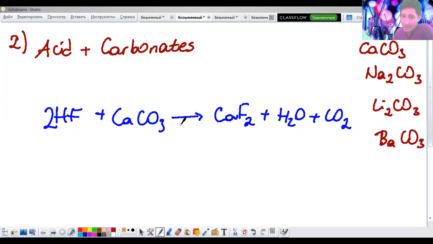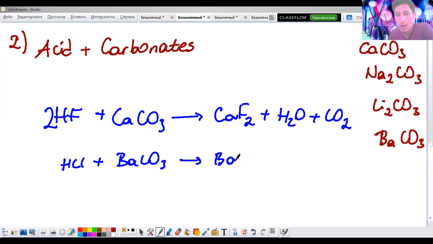Let me take another example. Hydrochloric acid plus, for example, barium carbonate. It produces what? Barium chloride plus water plus carbon dioxide. So balance, don't forget about balance. Here you need to put two.